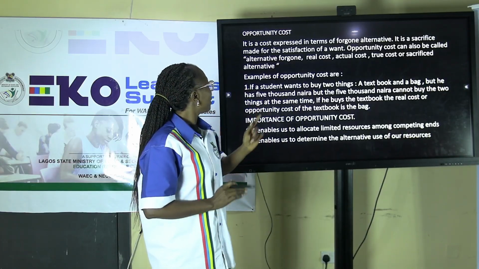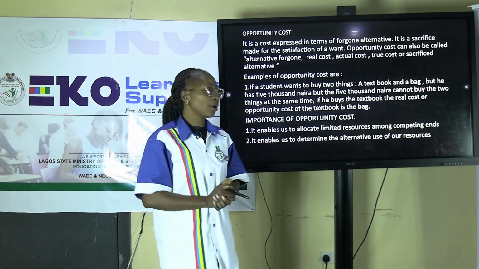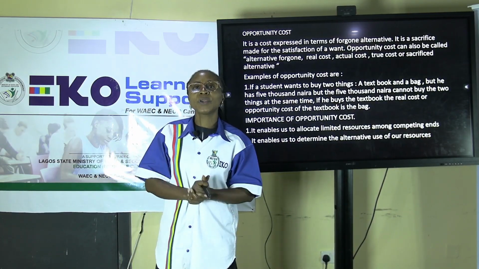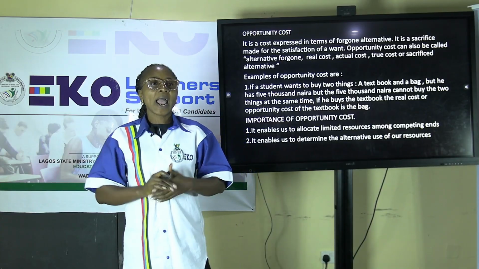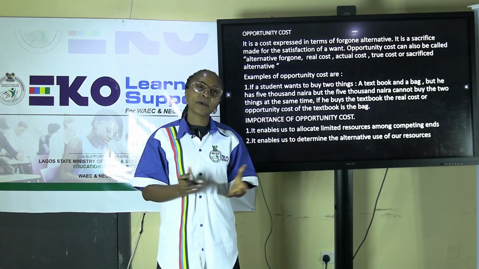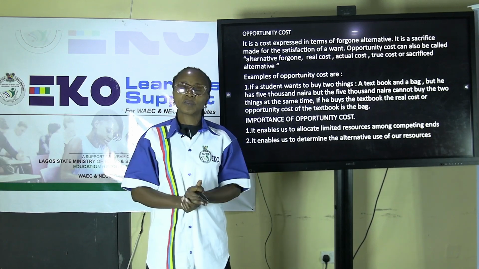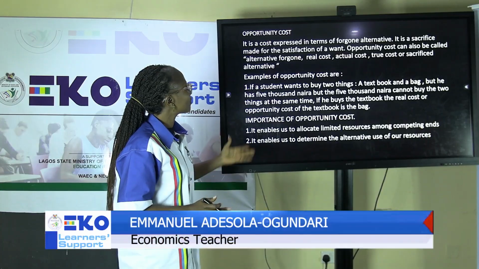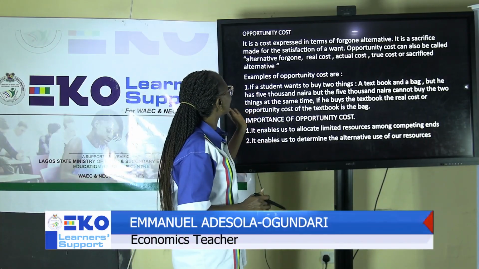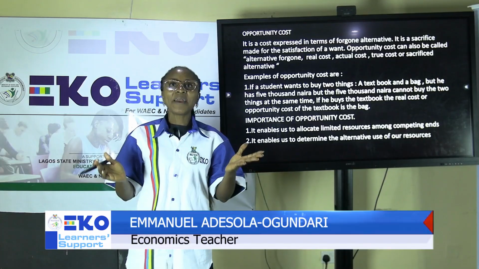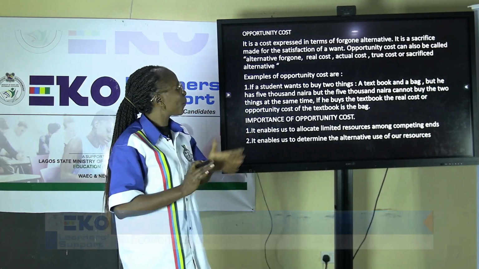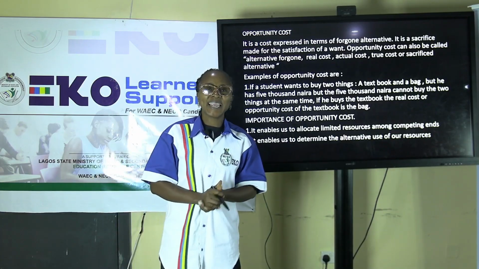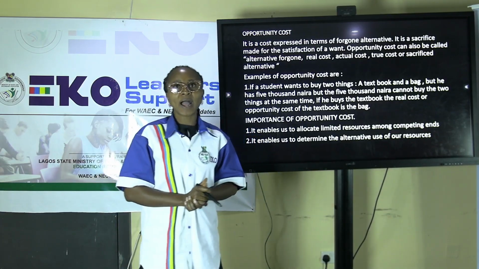We are also going to talk about opportunity cost. Like I said the other time, opportunity cost is a term for foregone alternatives. Another word for opportunity cost is real cost. It can also be referred to as true cost. We can also call it actual cost or sacrificed alternative. Ordinarily, we can refer to opportunity cost as the sacrifice you make in order to satisfy the other one.